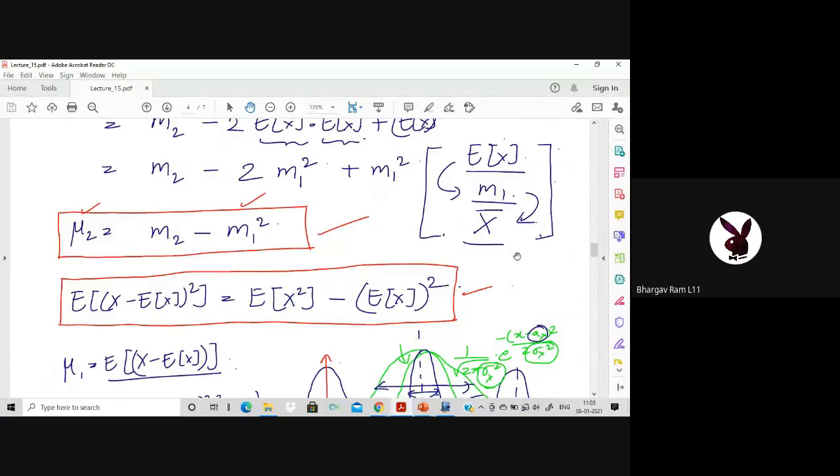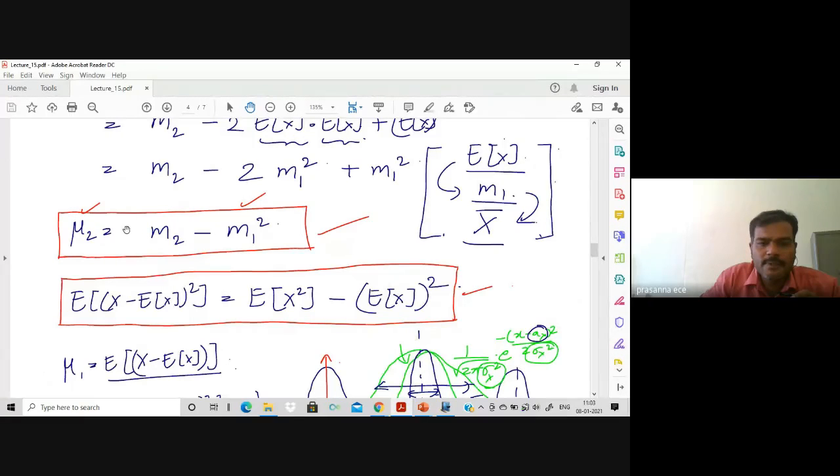Okay, so this is the relationship between mu2, m2 and m1. Mu2 is equal to m2 minus m1 square, where m2 is our mean square value. The same thing expressed with the expectation symbol is E of (x minus E of x) the whole square equal to E of x square minus (E of x) the whole square. This is a very important relationship. You'll be seeing it in the next two chapters also, and the same formula is used to find mu2.